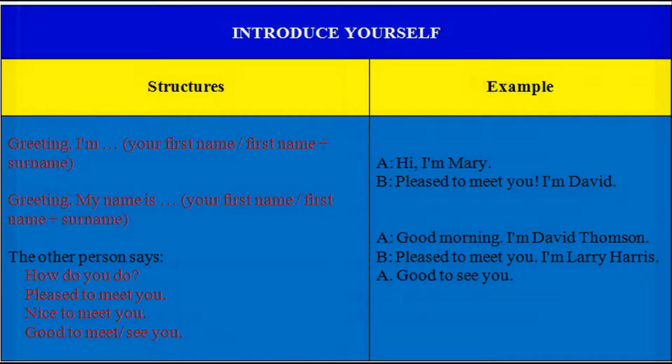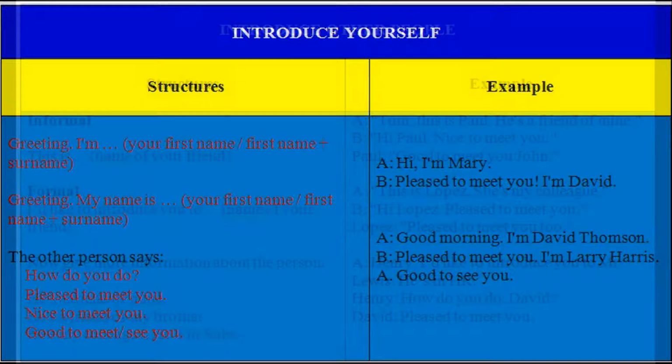The second structure is greeting first, and after that you add "my name is" or "my name's". After that is your first name or your first name and your surname. In formal situations, give your first name and surname, but in informal situations, give your first name only.